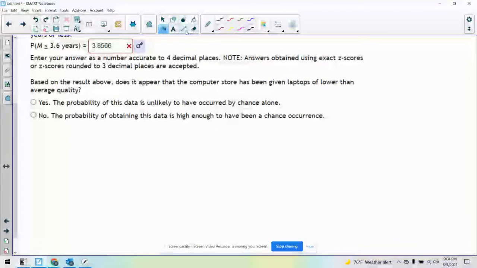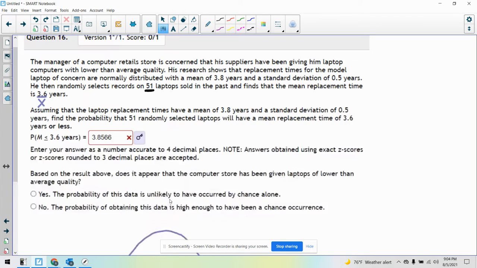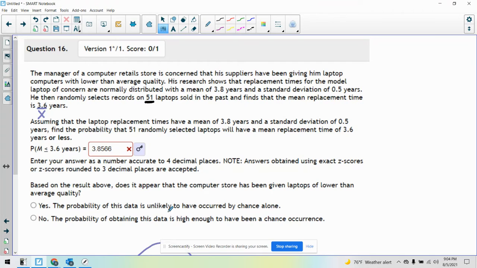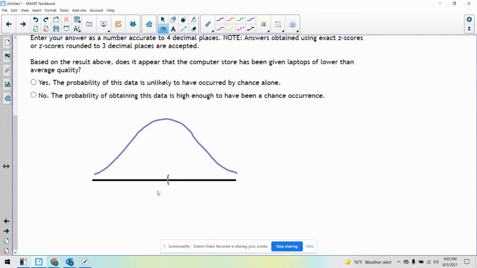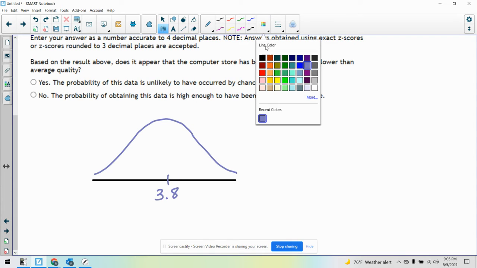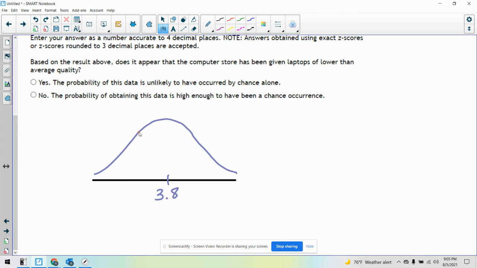So if you look at the normal curve, it's going to look something like this. Mean is going to be 3.8. So I'm looking for the probability that a sample is going to have an average lifespan of less than or equal to 3.6 years. So we'll just draw 3.6. So I'm looking for this area.